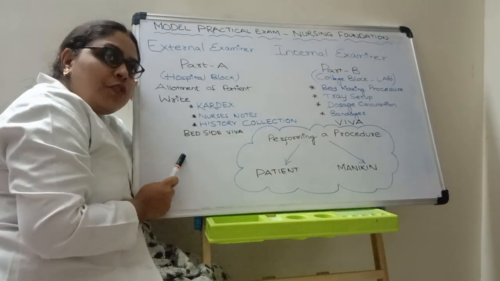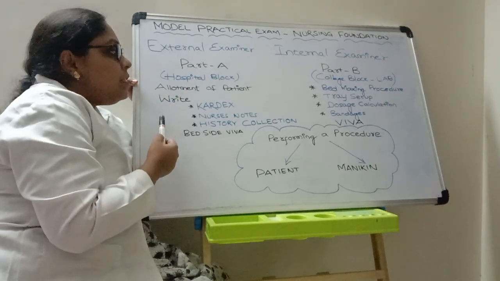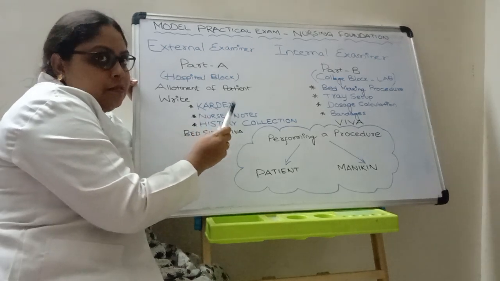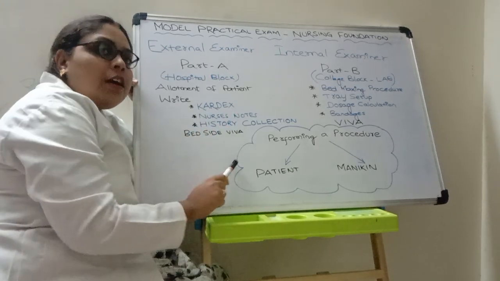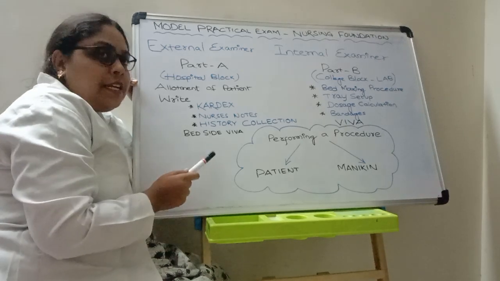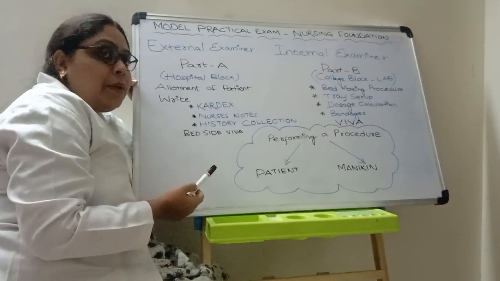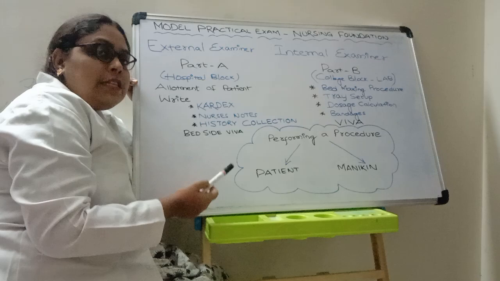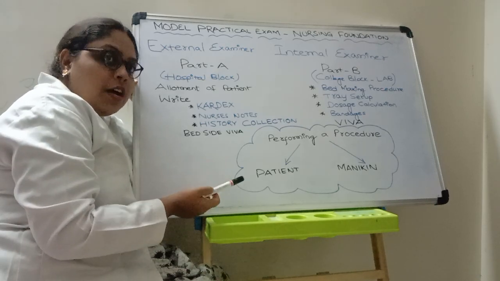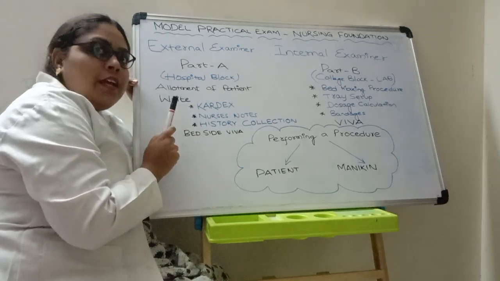What do you have to write? The examiners will give you papers, answer sheets. There, the first thing is you have to write the KARDEX. You have to draw the KARDEX form and fill in all the details like patient name, age, next nursing care plan, and also IP number, bed number, doctor name and diagnosis, and the medications prescribed for the patient and fluids. These are the details you have to enter in the KARDEX.